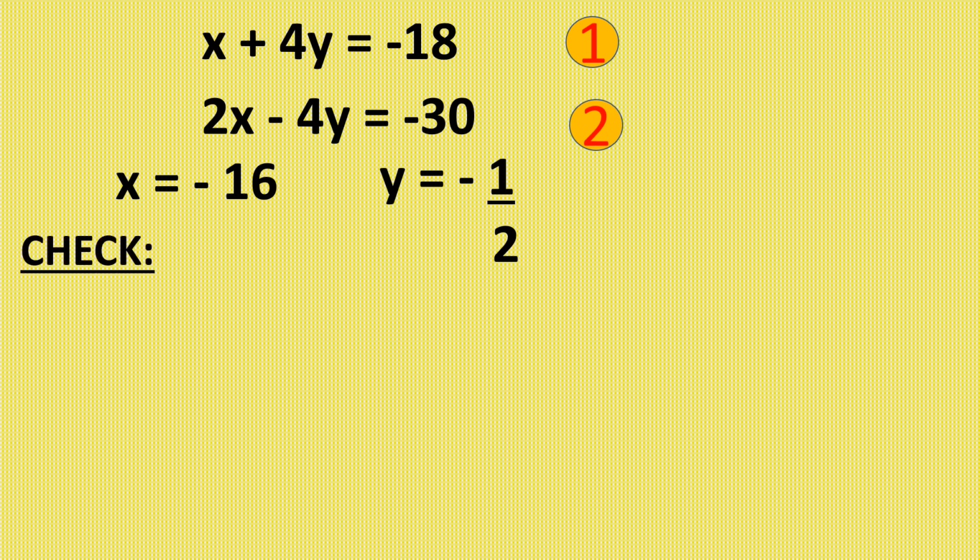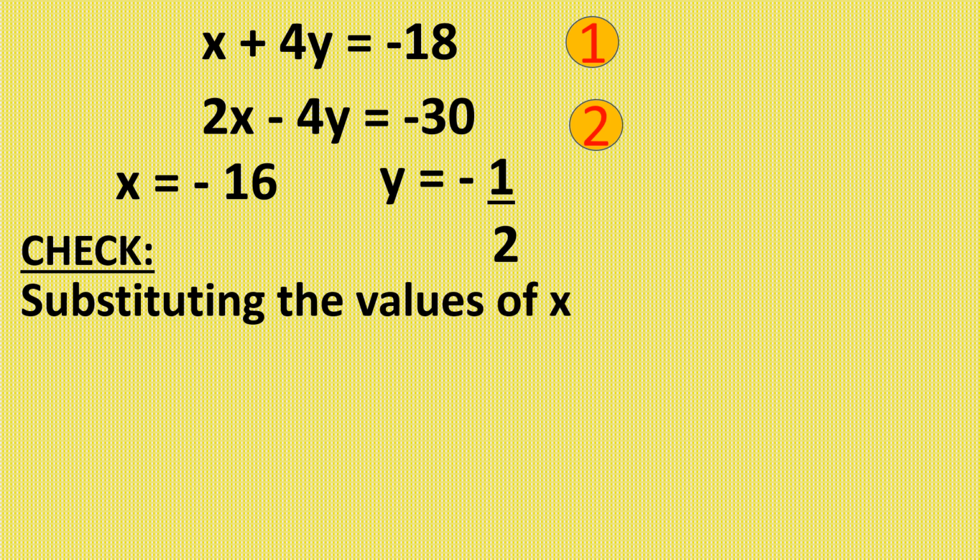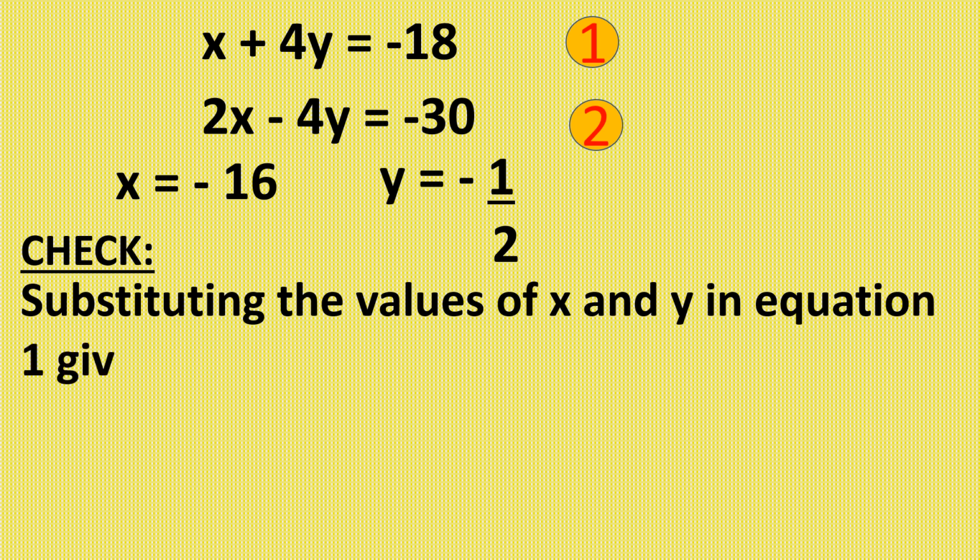However, we'd just like to do a quick check. We'll do a quick check in order to be sure that our solutions, x is equal to minus 16 and y is equal to minus half, are correct. So what we'll do is to substitute the values of x and y in equation 1. So we're going to use equation 1 first to check. Wherever we see x in equation 1, we will put minus 16, and wherever we see y in equation 1, we will put minus half.